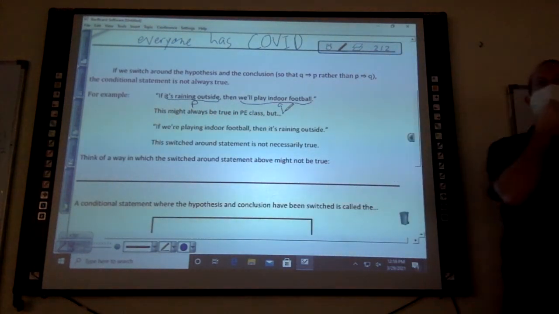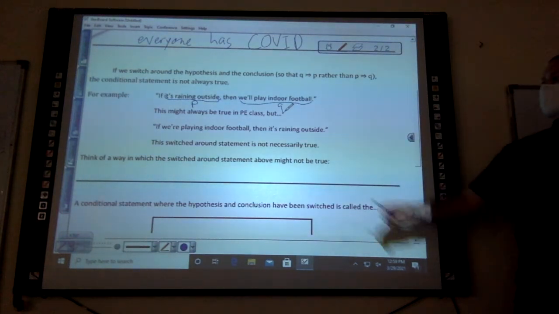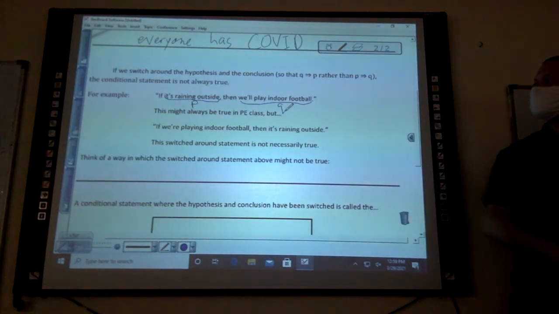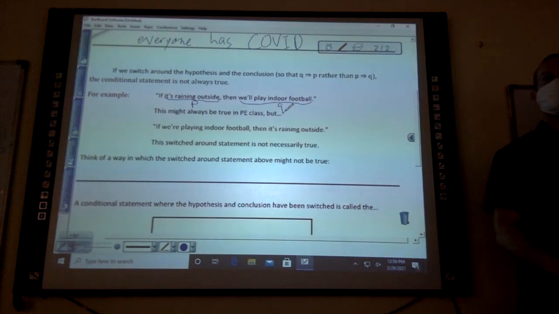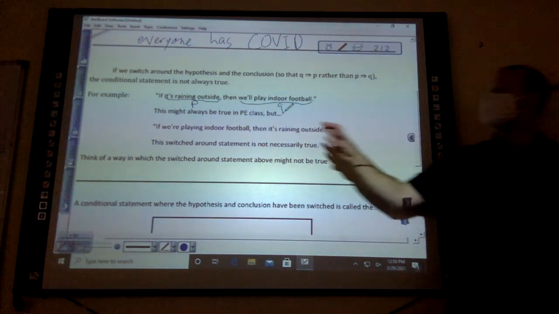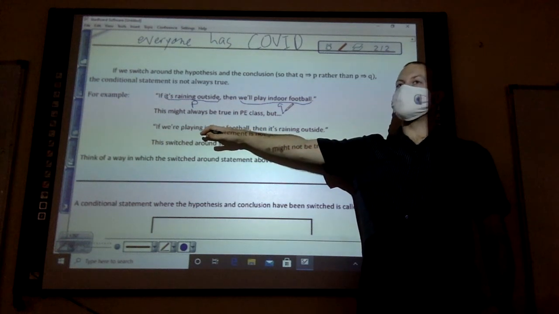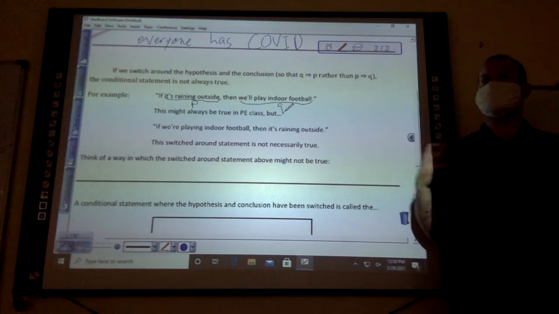Do you think that's a true statement? No. Wait, can you read it again? Yeah. If we're playing indoor football, then it's raining outside. No. What would be a counterexample for that? It's not always raining. True, but you need to think of a situation where we're playing indoor football. It's hot outside. Yeah, it could be too hot. What could be another example?